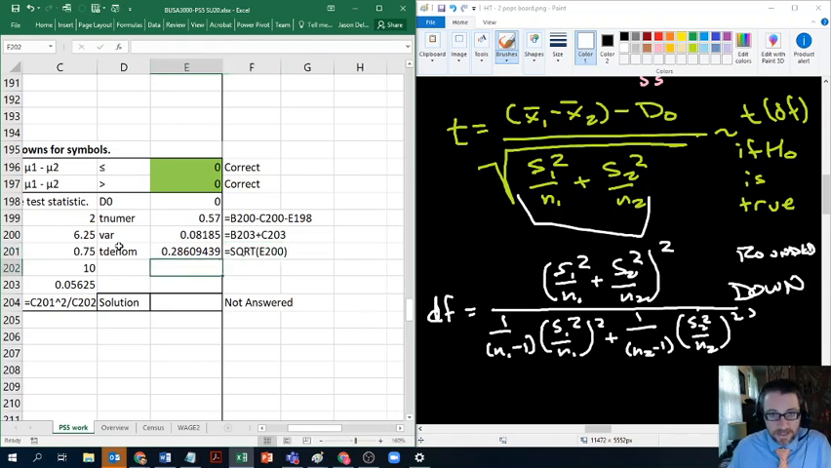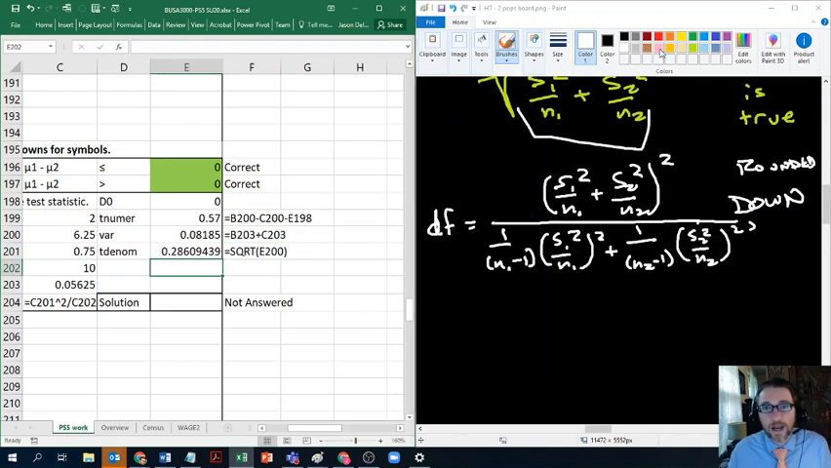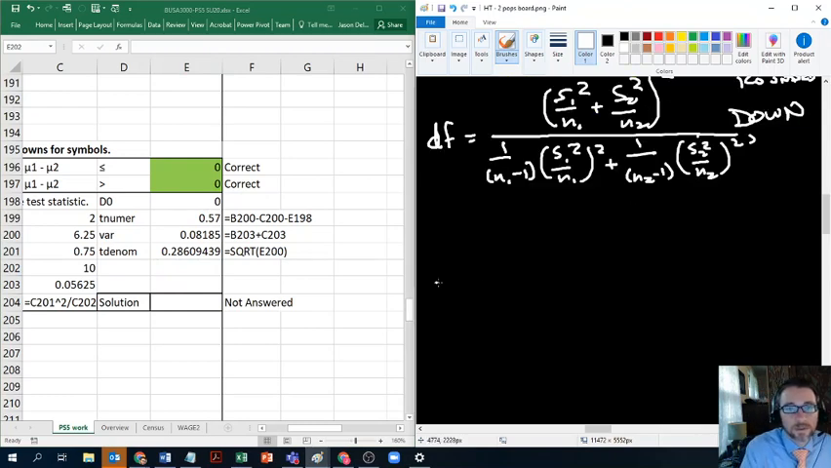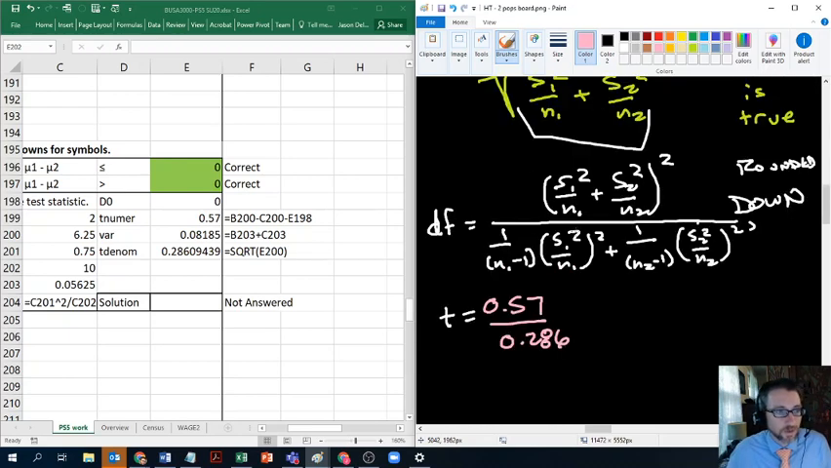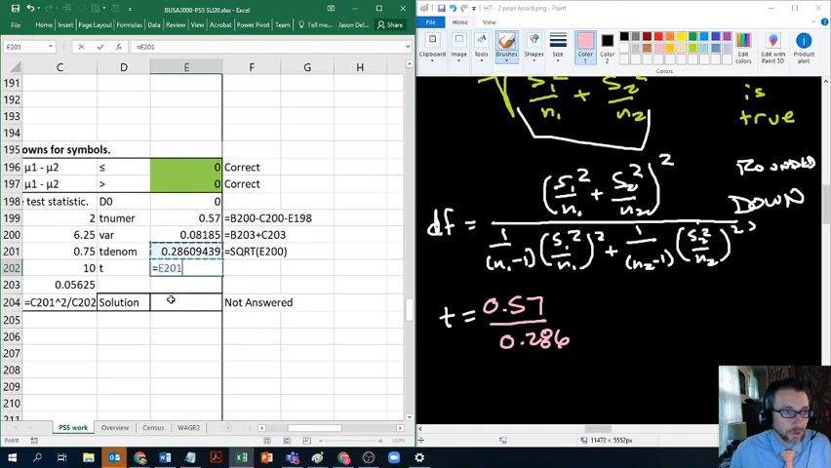So to calculate my t statistic, I now have gotten myself to t equals 0.57 divided by 0.286. That's what I'm trying to find here for my t. That should be the value right here. Actually, I'll do it separately just so I have it labeled. T denom.